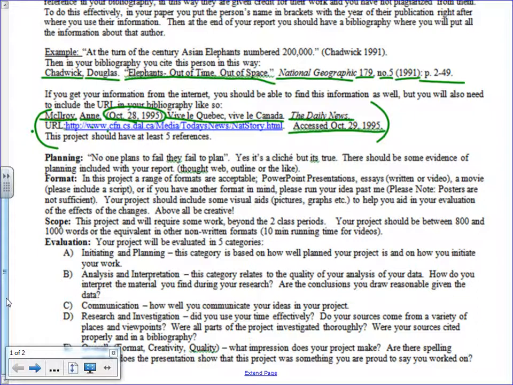Or it was not also worded as a doctorate level thesis, i.e. you cheated. It wasn't one long sentence. It wasn't all one paragraph. You laugh. You wouldn't believe what I have seen. Research and investigation: did you use your time effectively? Is your bibliography in the right format?